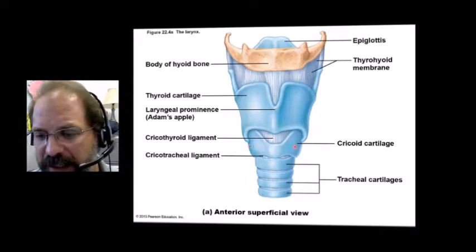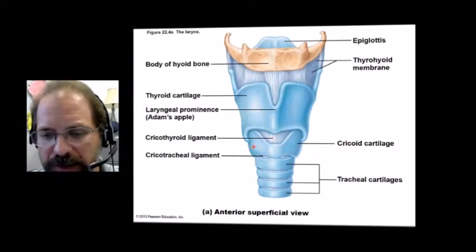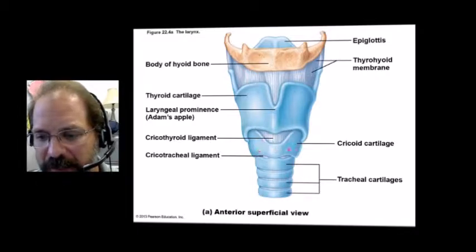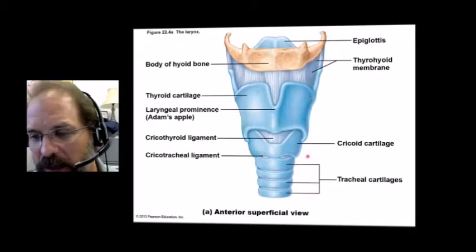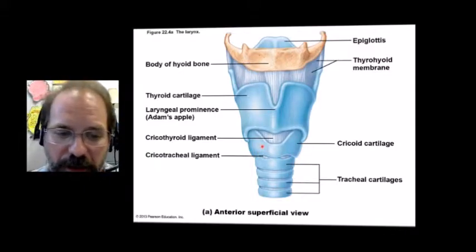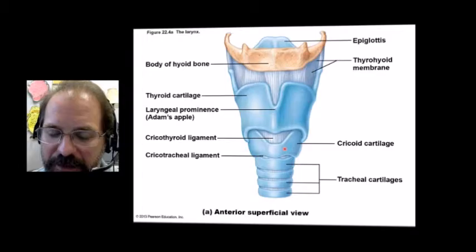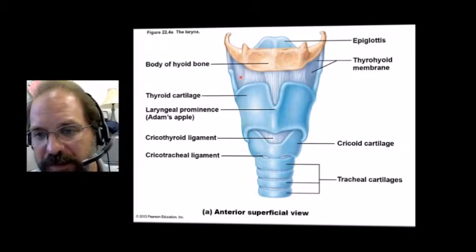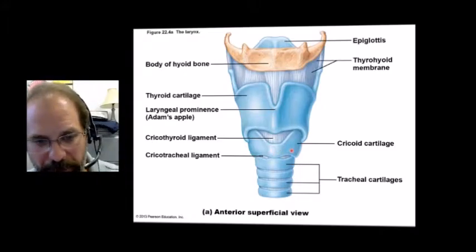The base of the larynx is called the cricoid cartilage, which looks a little small and diminutive here in the front, but as we wrap around, we'll see it's actually quite large in the back. It's circular and goes all the way around. So the cricoid cartilage is considered to be the base of the larynx. There are ligamentous connections between all of the bones and cartilages. Some of them are worth noting.